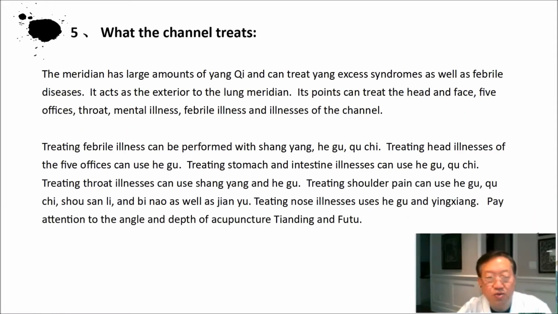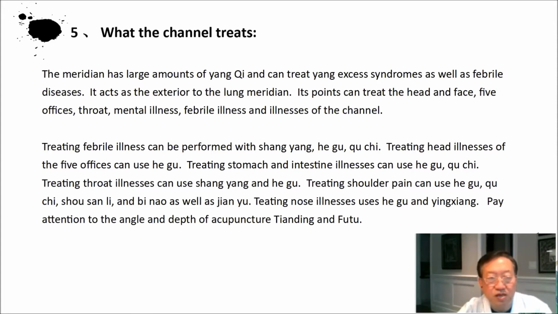What the channel treats. The meridian has large amounts of yang qi and can treat yang excess syndromes as well as febrile diseases. It accesses the exterior to the lung meridian. Its points can treat the head and face, 5 offices, throat, mental illnesses, febrile illness, and illnesses of the channel.